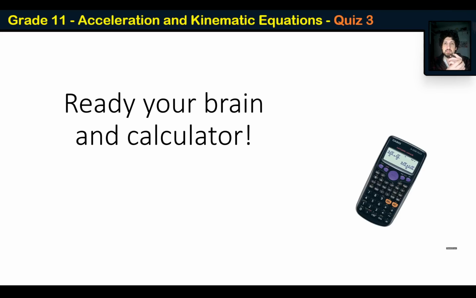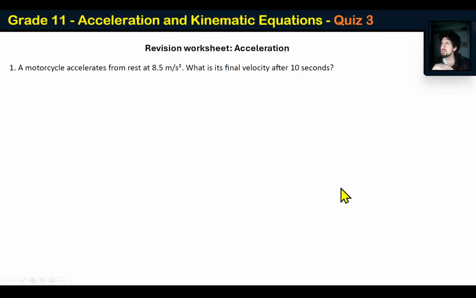Today we'll be covering quiz 3 revision, which is about acceleration and kinematic equations. So please have your calculators ready and let's do the questions together. What's going to happen is I'm going to be answering the questions. Please pause the video, answer the questions yourself, and then play the video and look at the steps and the answers. Okay, let's go. Starting with question 1.